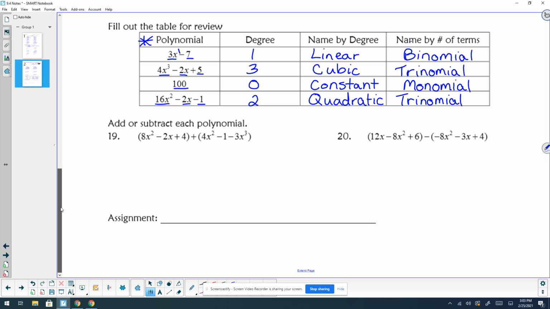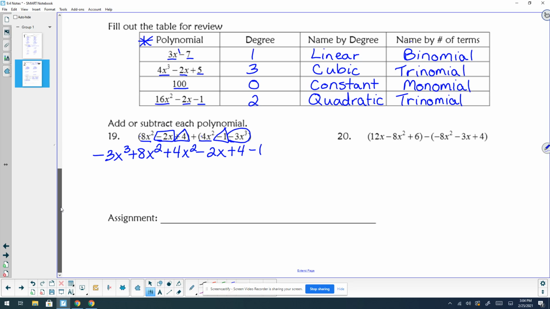So we always want to start with the largest exponent. The term with the largest exponent in this case is this negative 3x to the third. Again, because there's a plus sign in between, nothing really changes. So I can go ahead and write these in order. Negative 3x to the third. Then there's nothing in front of the 8x squared or in front of the 4x squared, so those are going to be positive plus signs. 8x squared, 4x squared. There's a negative in front of my 2x, so it's going to be minus 2x. And then finally, I have positive 4 and negative 1. So positive 4, negative 1.